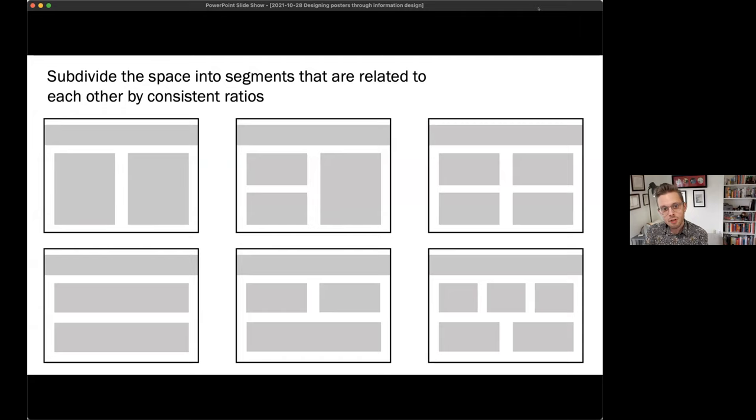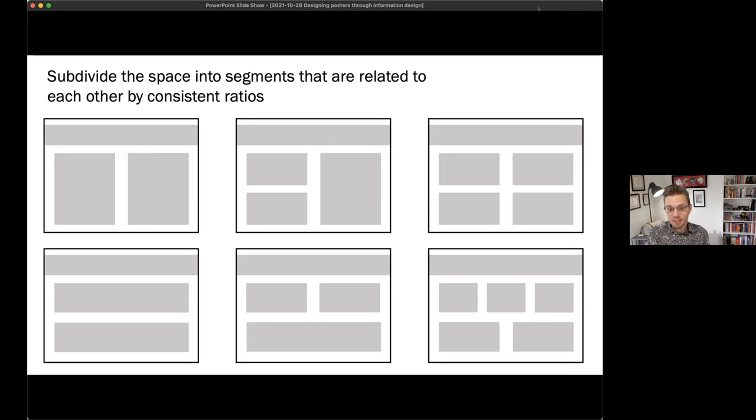On that first top left example, we have a title at the top of the poster and then two simple columns. Once we have individual columns, we can break those up into individual segments. Maybe break one column into two half segments. We might break our layout into rows, and we might combine row and column organizations. Notice that in all of these examples, all of the different gray rectangles are similar to each other in that we can relate them all to each other by consistent ratios. And the consistent ratios are very simple.